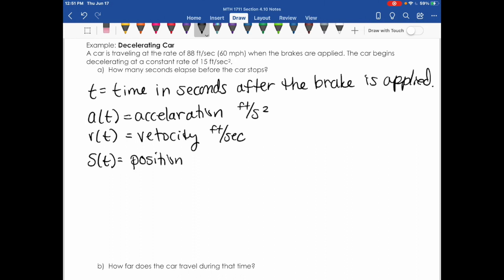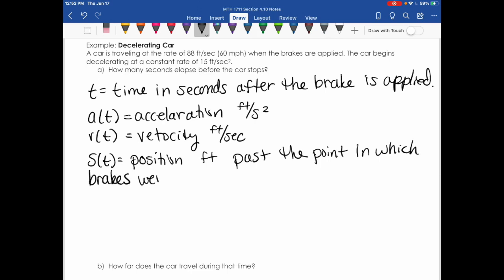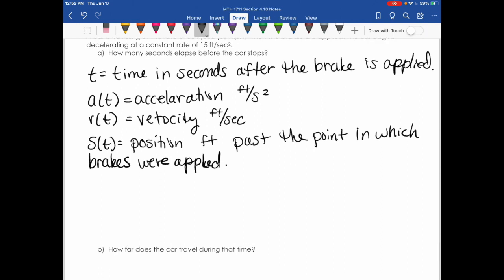We're going to let s of t be the car's position, and that's going to be in feet, and that's going to be past the point in which the brakes were applied. So for example, if the position function says 3 feet, that means when the person driving the car stepped on the brake, they have moved 3 feet after they have pressed on the brake.